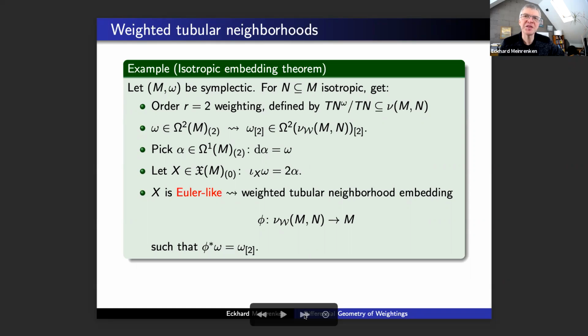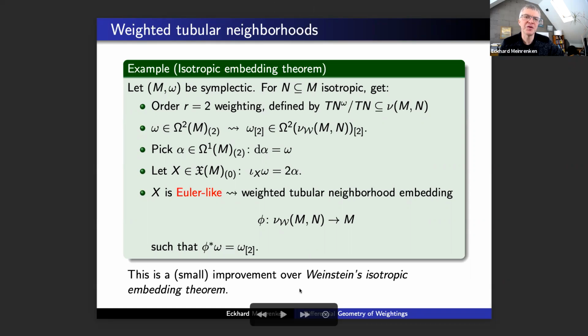But in any case, this is some small improvement of the Weinstein isotropic embedding theorem, because in the usual version of the isotropic embedding theorem, one first uses connections and so on to turn the usual normal bundle into, to put a symplectic form on the usual normal bundle and then get this identification. So now we have this weighted normal bundle, which is completely canonically defined. And we use that as our model. And yeah, with very little input, just this choice of this primitive, this already determines what the tubular neighborhood embedding is.